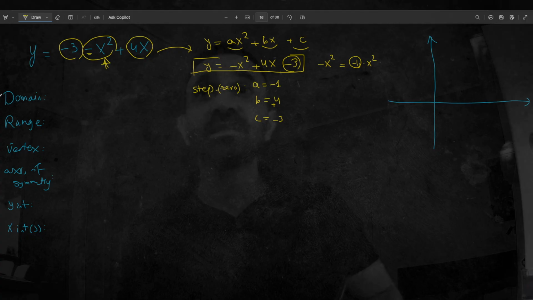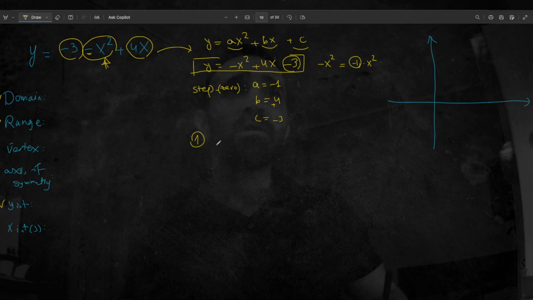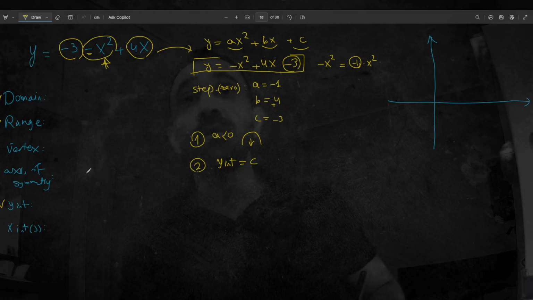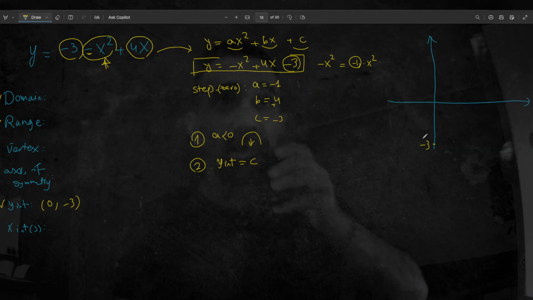Okay, so I'm going to skip for now domain and range. Let's talk about y-intercept. In fact, first, let's talk about whether your function is concave up or concave down. You know that since a here is negative, your function is concave down. Okay, this is the very first thing you need to consider. What is the second step? The second step is to find y-intercept. We know that y-intercept equals c, or c helps you to find the value of the y-intercept. So minus 3 is your y-intercept, 0 and minus 3. So this point here, minus 3, is actually your y-intercept.